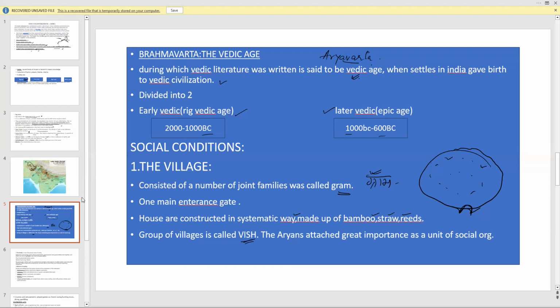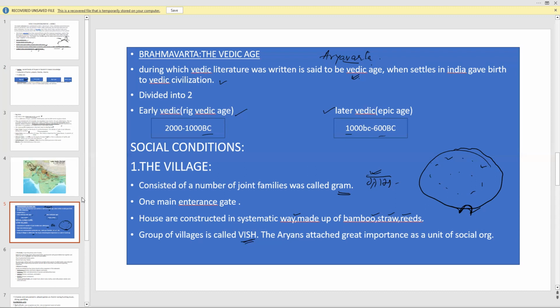And the king, which was actually the head of the tribe, what was the king's work? Defend, take action, maintain the peace, and he does not interfere very much between the village people, as with our local self governments.